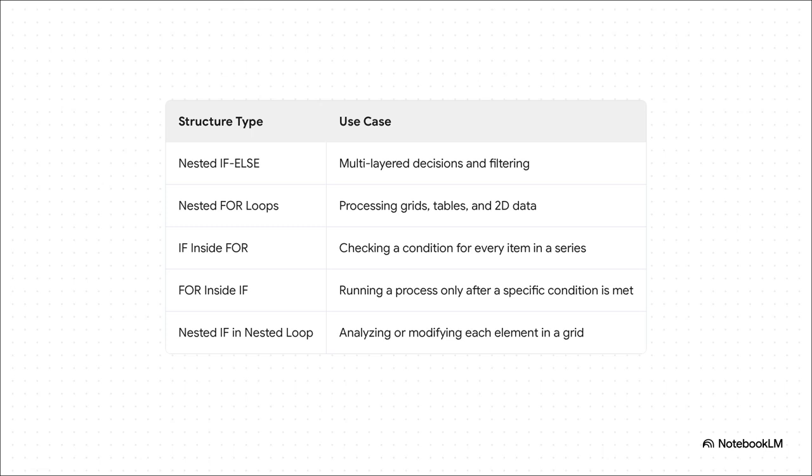Think of each of these structures as a different tool in your toolbox. Need to filter things down? Grab a nested if. Working with a grid? That's a job for a nested loop. Need to start a process only when something specific happens? You'll want a loop inside an if. Knowing which tool to pull out for the right job, that's a huge part of what makes a great developer.